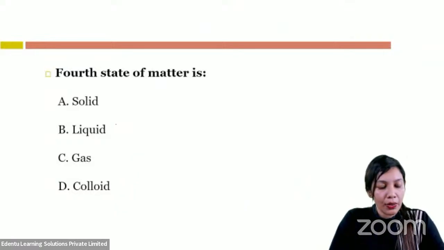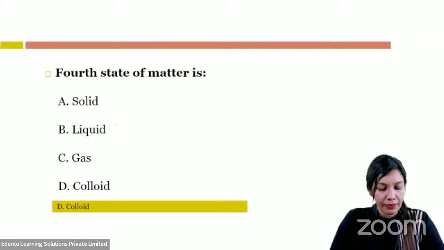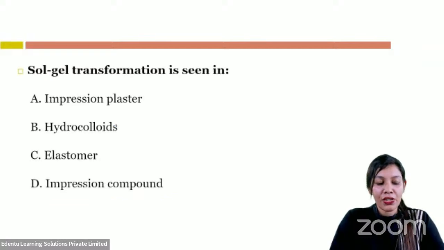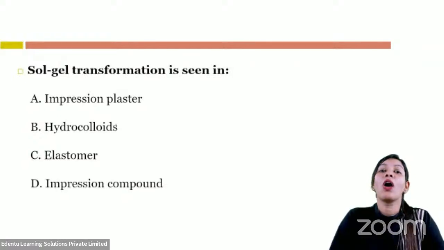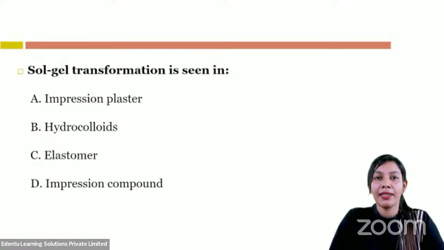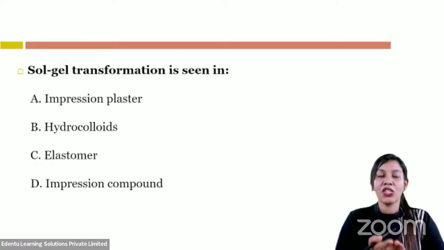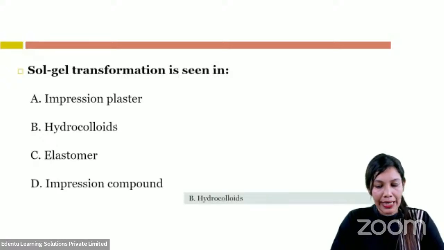So another important question: the fourth state of matter, now you know, is colloid. Sol-gel transformation is seen. We have talked about colloids. Colloid plus water is hydrocolloid. Hydrocolloid is a thing that has a sol-gel transformation when there is a change in the temperature, right?